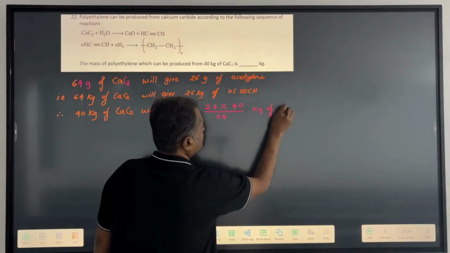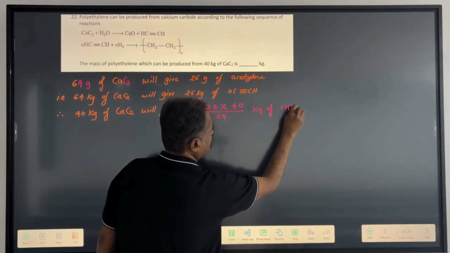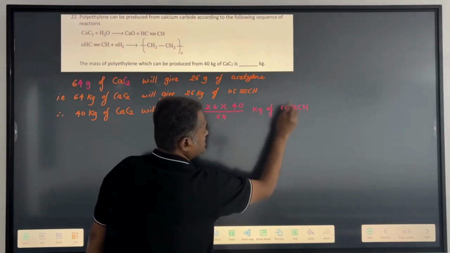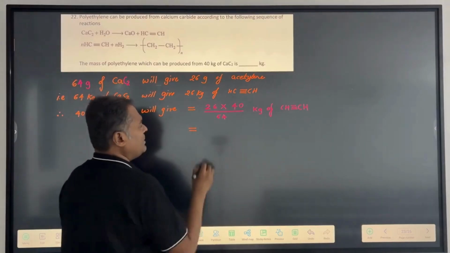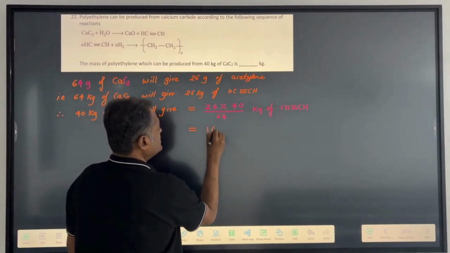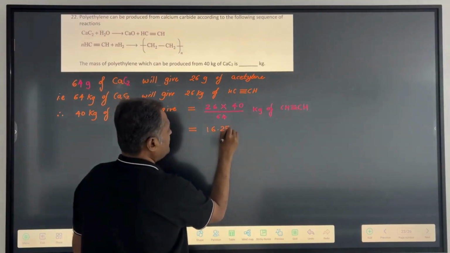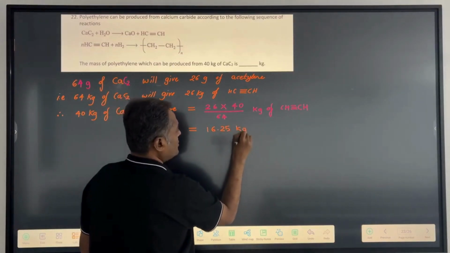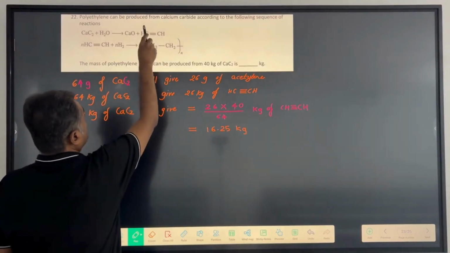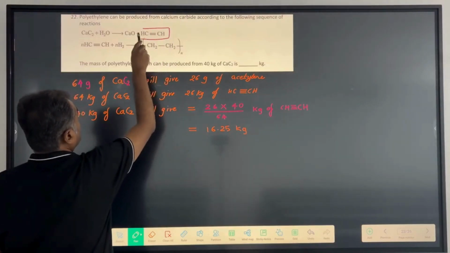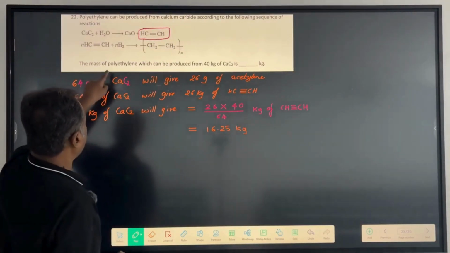kg of acetylene. Now what is the answer for this? Yeah, you can calculate, and this answer would be approximately 16.25 kg. Now this is the mass of this compound that I have got. Now you have to find out the mass of polyethylene.